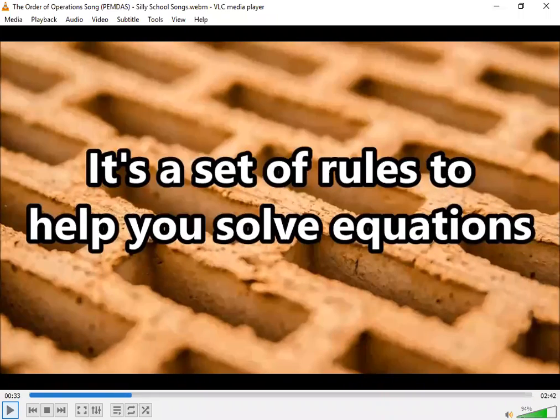So what is the order of operations? As I told you, it's a set of rules to help you to solve equations.